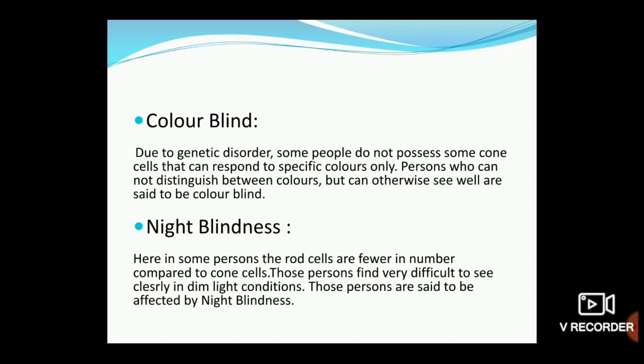This happens due to a genetic disorder, where some people do not possess some cone cells, as they respond to specific colors. If I move to night blindness, here the number of rod cells is fewer than cone cells, and the person finds it very difficult to see clearly in dim light. Such a person is said to be affected by night blindness.